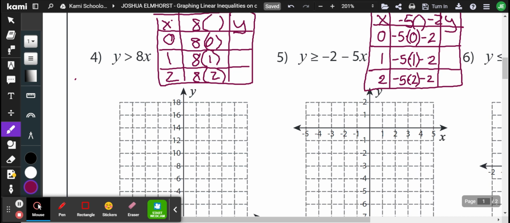Okay, and continue on with number 4. We're just going to use the input-output table. So 8 times x, we're going to take out the x and put in 0. So when x is 0, y is 0. 8 times 0 is 0. We got 1, 8. 1 times 8 is 8. And then 2, 16. 8 times 2 is 16. So this is not equal.